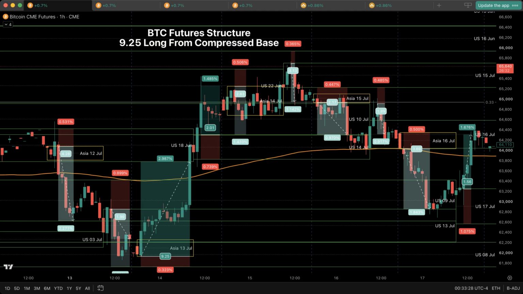So the stop belongs at July 8th U.S. lower boundary, not inside random noise, not under the last small candle, not where fear feels comfortable, at the line where the idea breaks. If price reaches it, leave. No hope, no argument, no waiting for another candle.